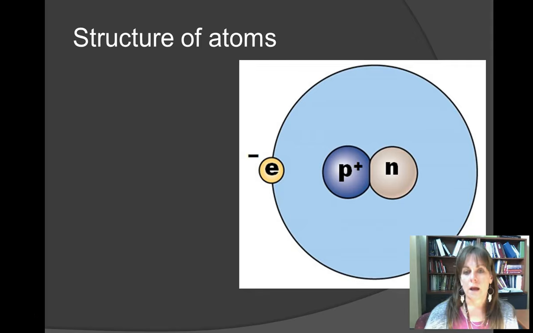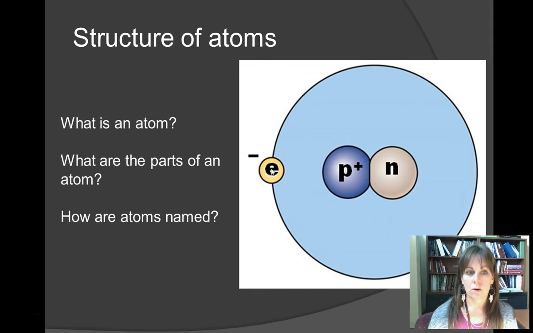Okay. This here is showing a cartoon representation of an atom, and there's going to be 3 parts that you see. This P right here refers to proton, N refers to neutron, and E refers to electron. So those are the 3 parts: electrons, protons, and neutrons.